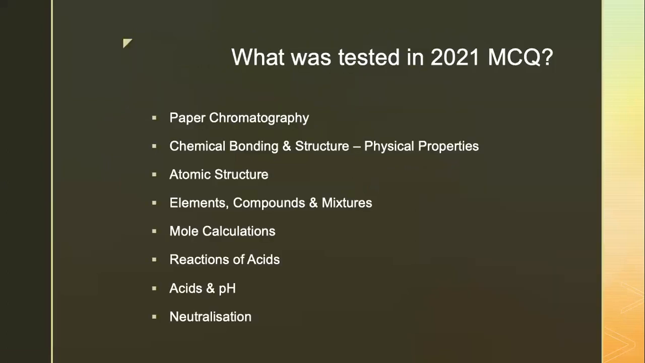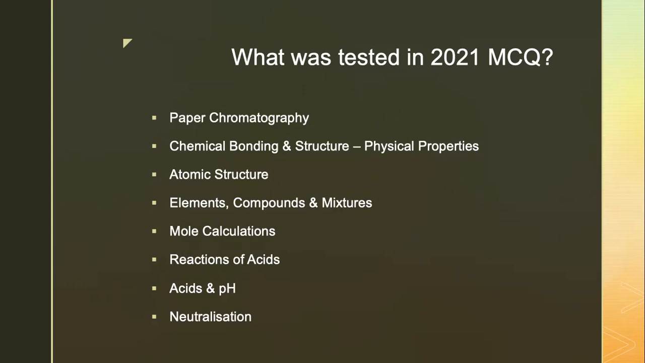What was tested in the multiple choice? Last year, these are the topics tested in the multiple choice section. The first question was paper chromatography, followed by a question on chemical bonding and structure, where candidates need to relate physical properties to the chemical bonding and structure of substances. Atomic structure, element, compound, and mixture, where they need to differentiate between element, compound, and mixture.